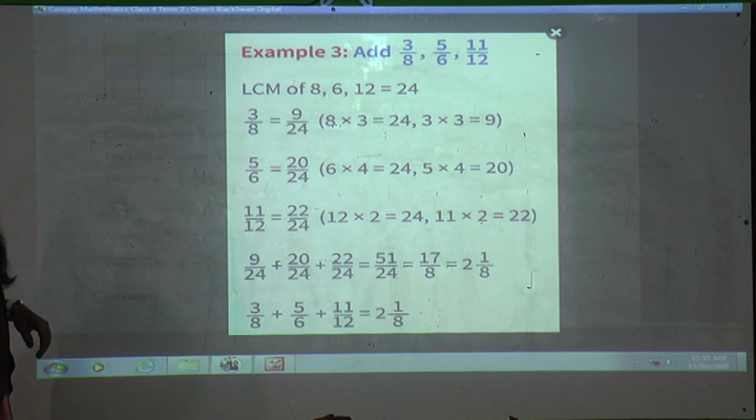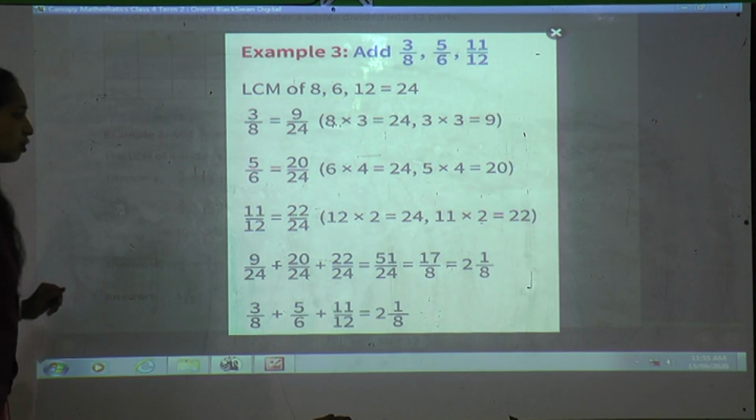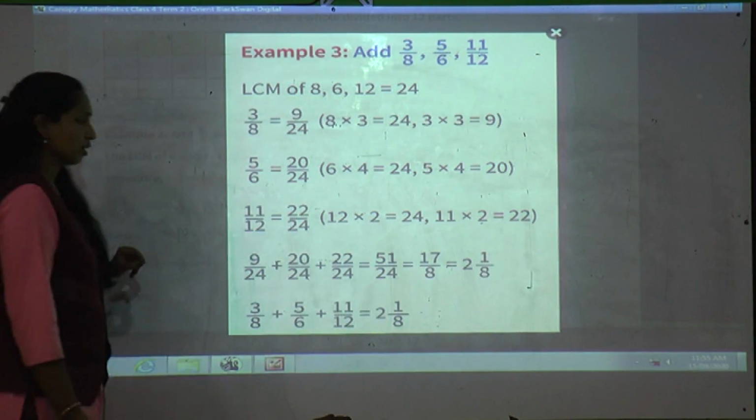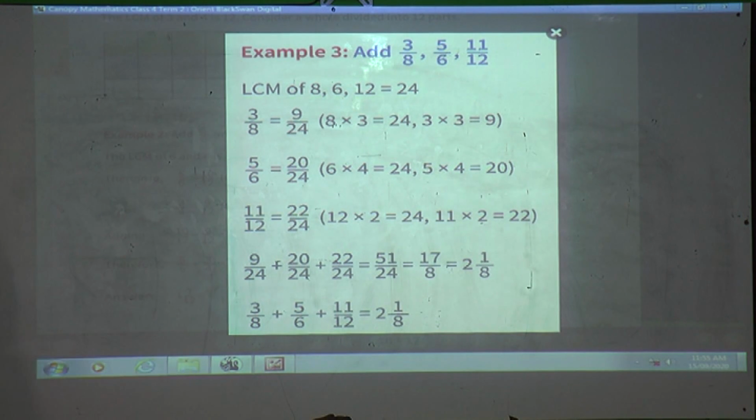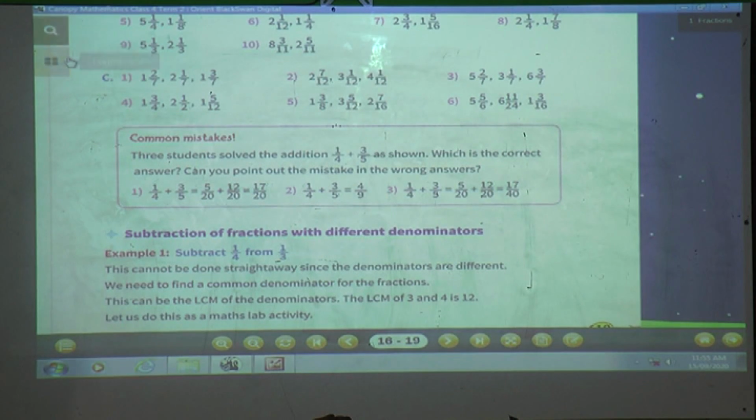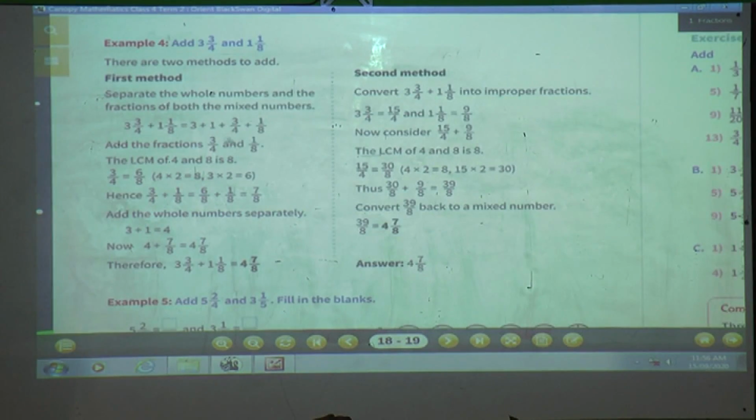See what we can do with this number 51 upon 24. We have to do the division. So when we do the division we get 2 1 by 8. So what is the answer? 3 upon 8 plus 5 upon 6 plus 11 upon 12 is 2 1 by 8. Now we will see example number 4. See, now they have given mixed fractions to add: 3 3 by 4 and 1 1 by 8.